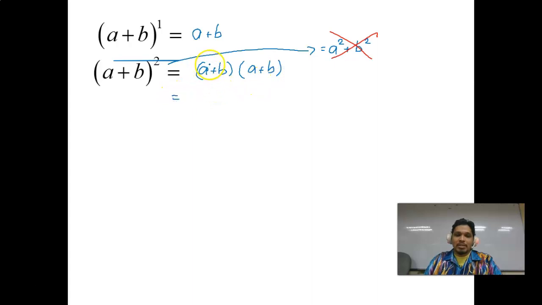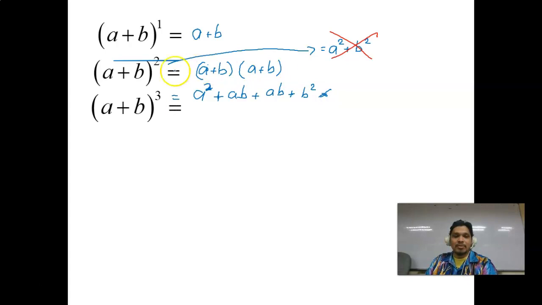So here we look at it one by one. A multiplied with a gives you a squared. A times b gives ab. B times a, another ab. And then b times b equals b squared. So what about the next one down here?